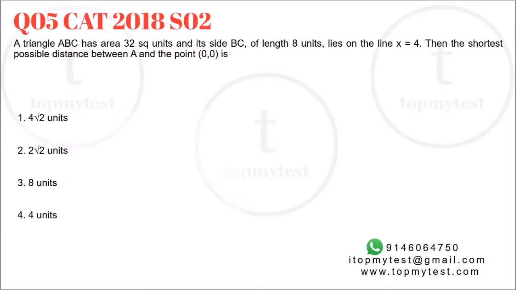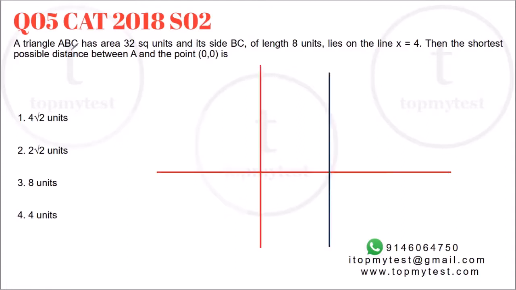Fifth question is from CAT 2018 slot 2. It says a triangle ABC has area 32 square units and its side BC of 8 units lies on the line x is equal to 4. Okay, so if this is the origin, this will be the equation of x is equal to 4. It will be parallel to the y-axis. Right, on this line the x coordinate will always be equal to 4. So BC lies somewhere here. We don't know the exact coordinates, but we know that the length is 8.